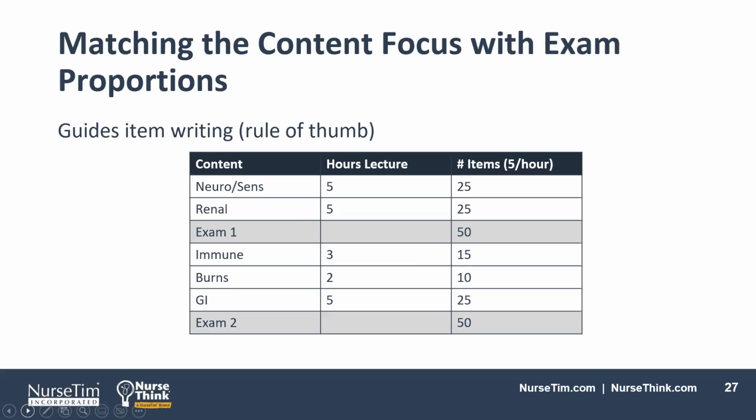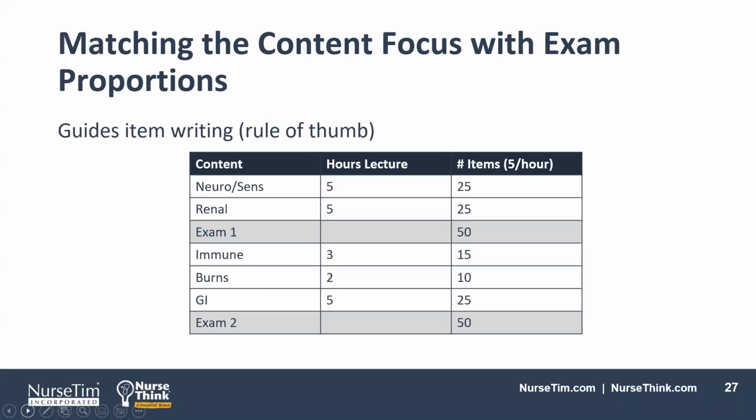In this case, we're looking at essentially a systems-based curriculum design. So our content is around neurosensory, renal, immune, immunity, burns, and GI. How many lecture hours were allotted to that particular topic? And then I divide my exam appropriately across those topics. So you see that in exam one, it was equally split. Each area of education got 25 questions in the exam.